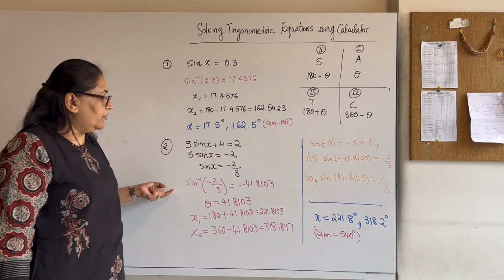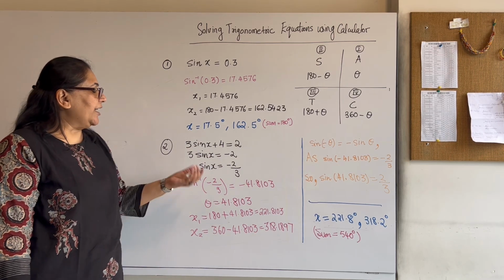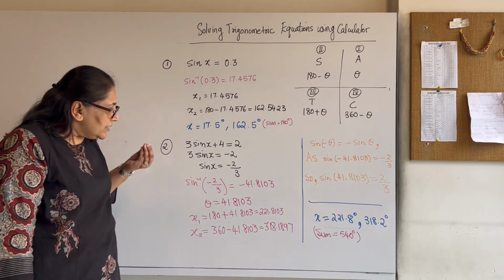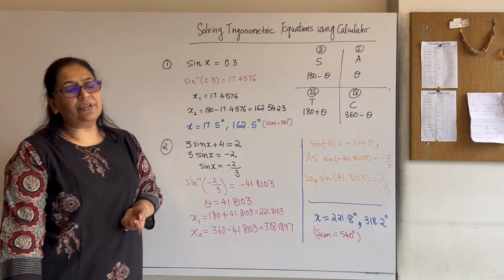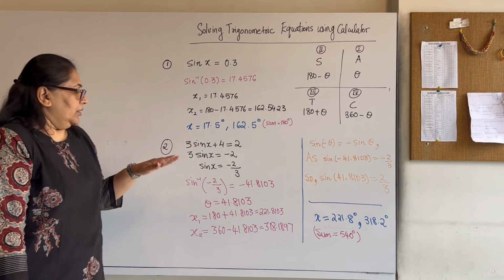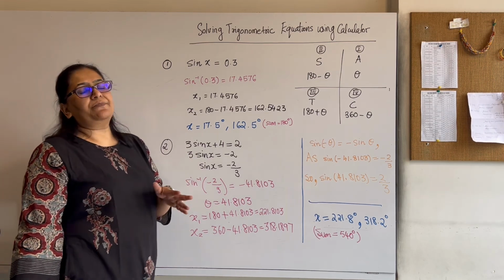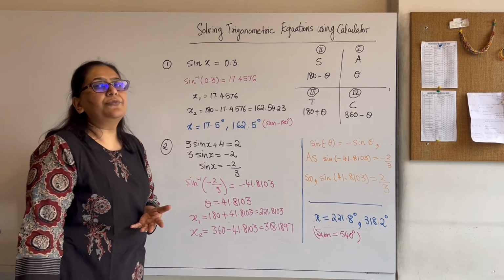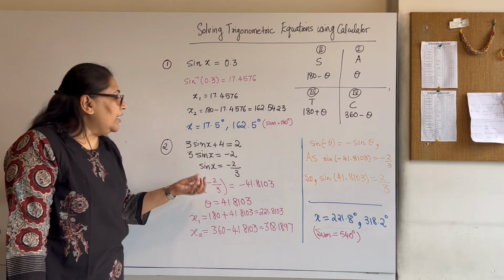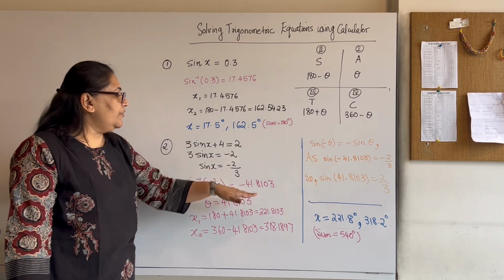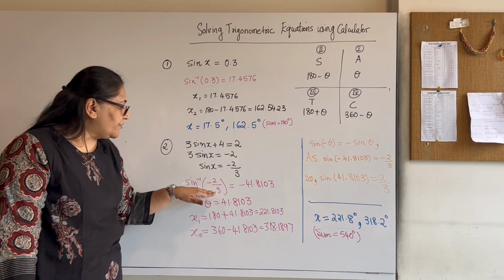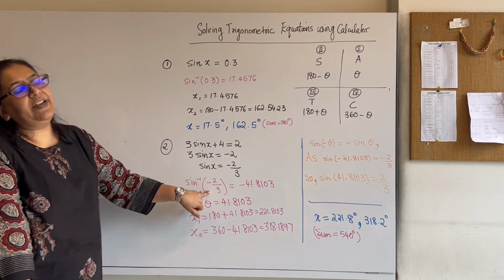Again, using the calculator, we try to find the angle whose sine is negative 2/3. It does not matter which brand of calculator you use. Any calculator that you use will give you a negative answer when you try to find sine inverse of a negative value.